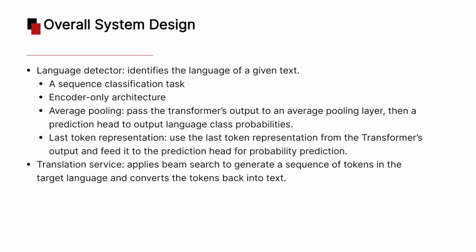2. Translation service. Once the source language is identified, the system passes the text to the translation model, which uses a sequence-to-sequence transformer with an encoder-decoder architecture. To produce high-quality translations, we use beam search, a deterministic decoding strategy that explores multiple possible translations in parallel before selecting the best-scoring one according to the model's probabilities. Finally, the generated tokens in the target language are detokenized and joined back into natural text for the user.